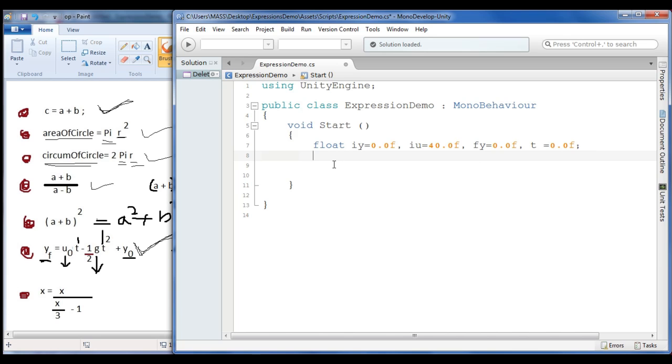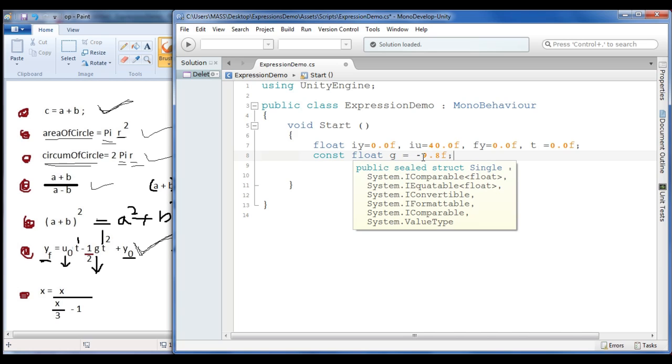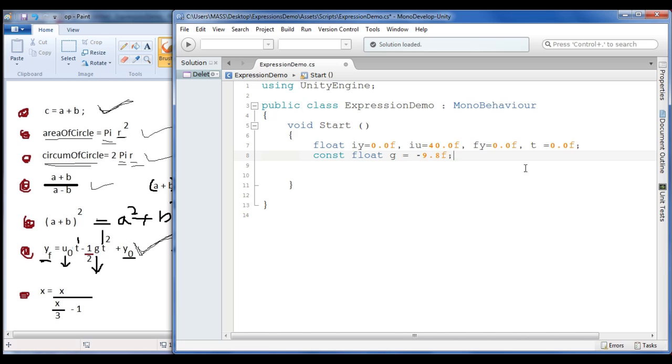Now we need g. G is gravity. Gravity is a constant. So we will create a constant float gravity. Let us take 9.8, and it is minus 9.8f, because gravity will be acting on top, so it's a reverse of y. So these are the variables that we need for the final expression.